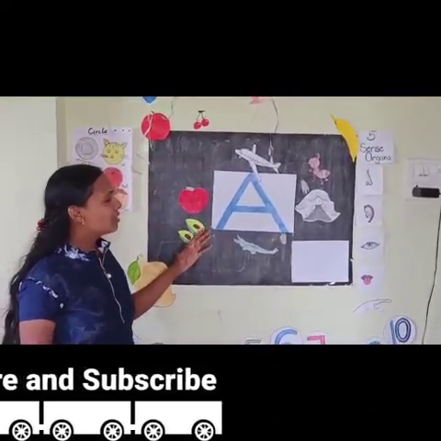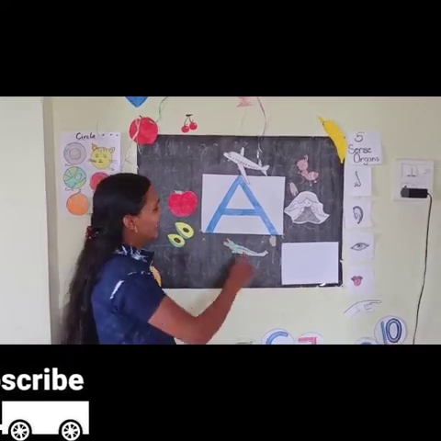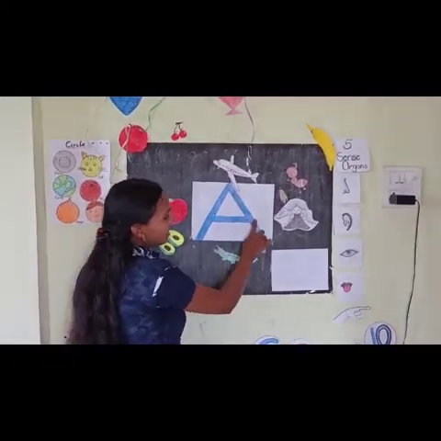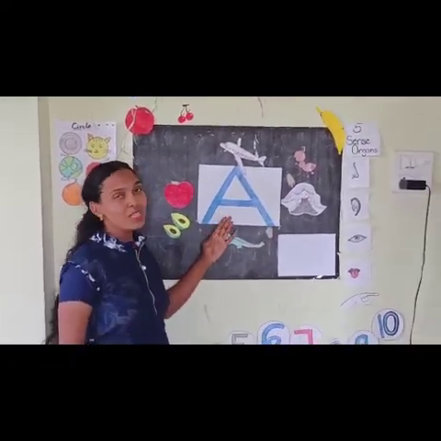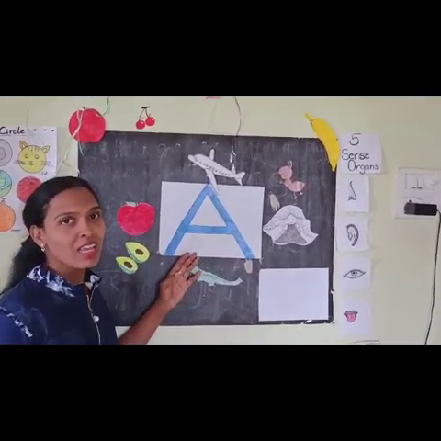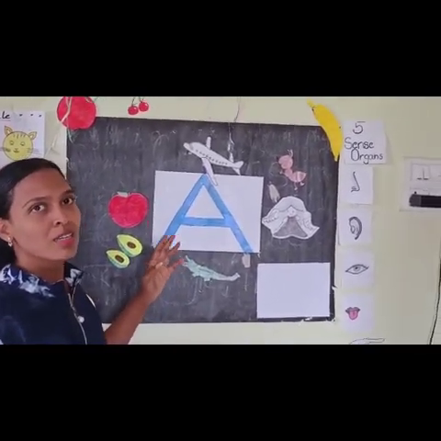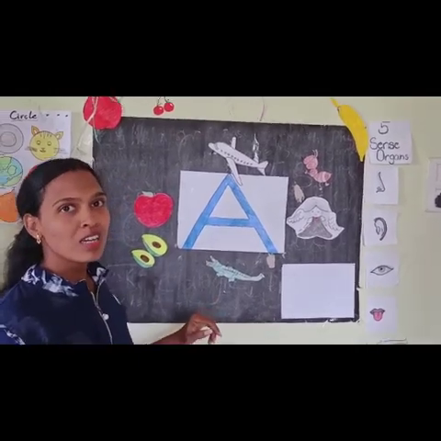Today we are going to learn A. What is this alphabet, children? A. Its name is A. A sounds A. A. A.